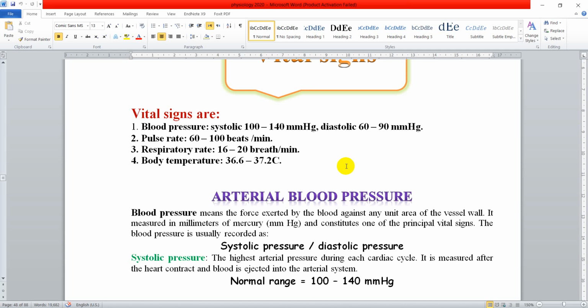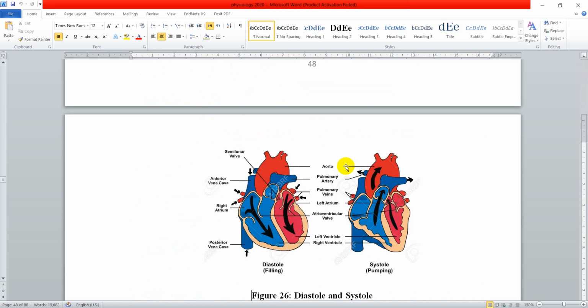النورمال range when we measure by السفيجمومانوميتر، الجهاز اللي نقيس بيه البلد بريشر نسميه سفيجمومانوميتر. بالريكوردد بالسفيجمومانوميتر راح نشوف النورمال رينج للسيستوليك هو 100 to 140 ملم ميركوري. هذا هو الرينج ضمن النورمال بيرسون.